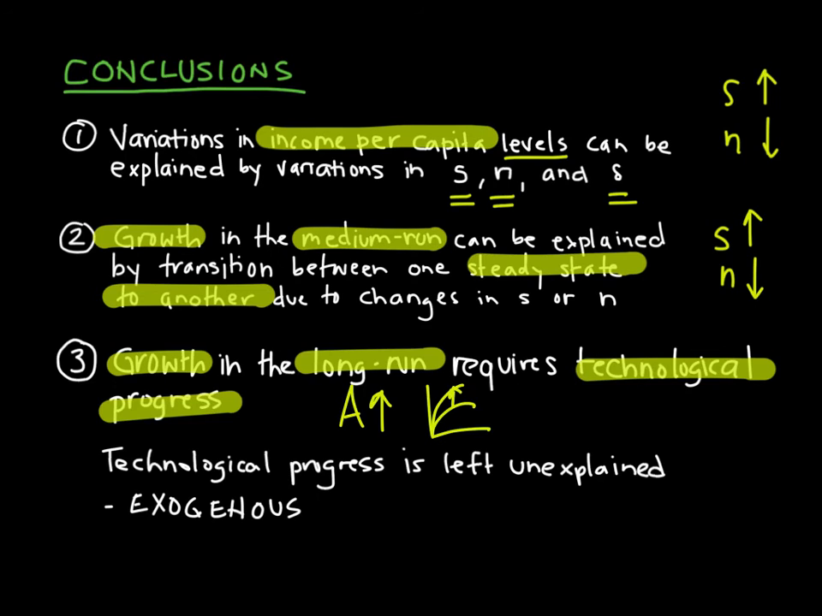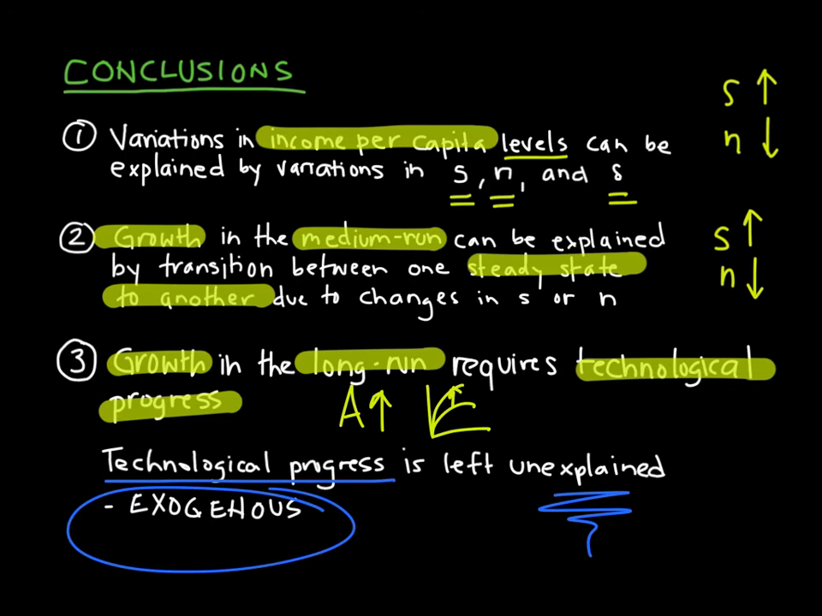But a very important thing about the Solow growth model is that this technological progress is left unexplained. This is why we call this an exogenous growth model. That is, at the end of the day, we say that growth in per capita income is due to technological progress, but we don't explain how technological progress actually happens. All right, that's the end of the Solow growth model. Thank you very much.